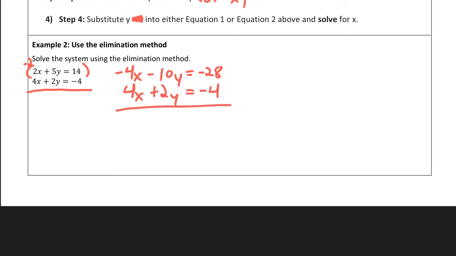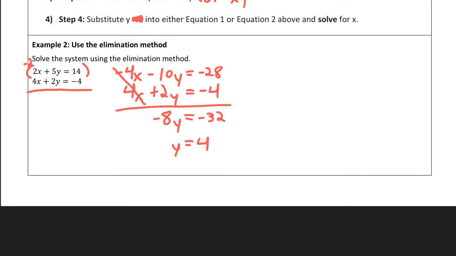So what happens here, negative 4x plus 4x is 0, negative 10y plus 2y is negative 8y, negative 28 plus negative 4 is negative 32. So I get y equals 4. So I got half of my solution right there.